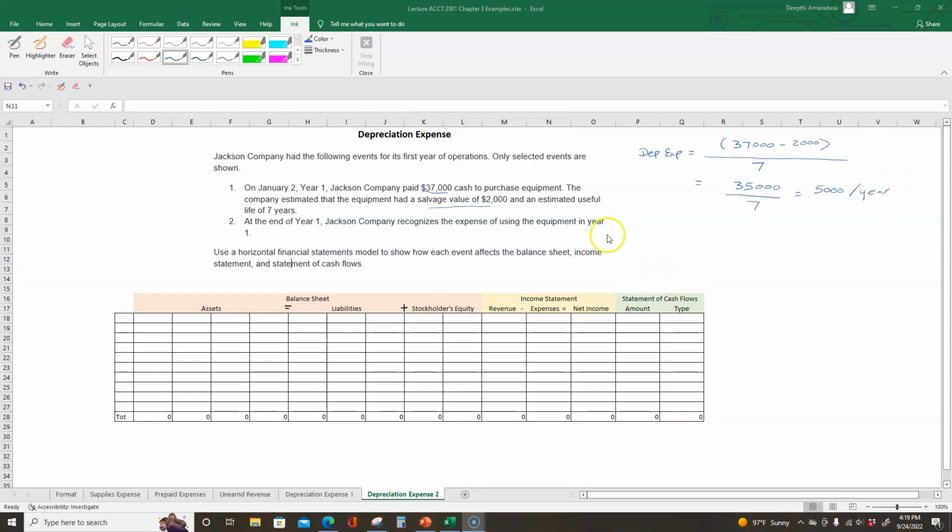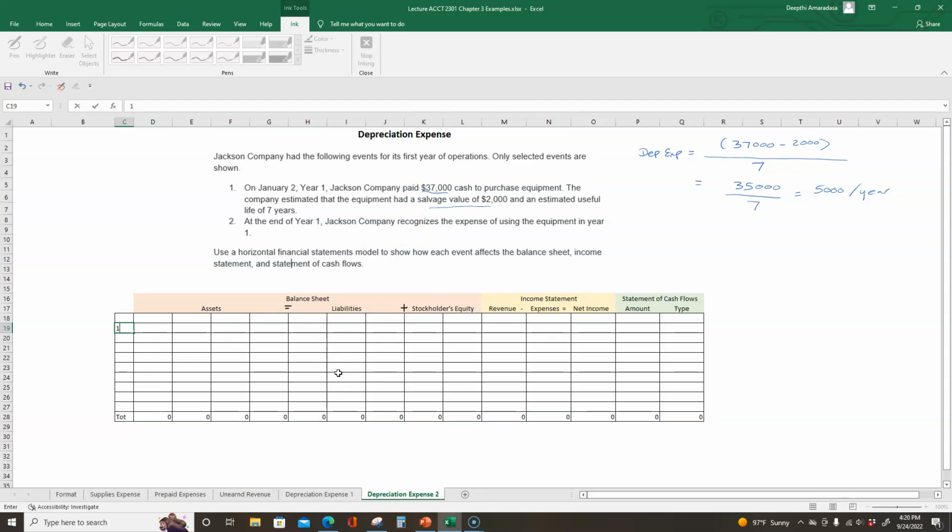Now let's see how these two items affected the financial statements. We'll start with the first one. Let me label that here as 1. It says on January 2nd, year 1, Jackson Company paid $37,000 cash to purchase equipment. Then they told us the estimated useful life is 7 years and the salvage value is $2,000. So from all of this, what's important is the purchase price of $37,000.